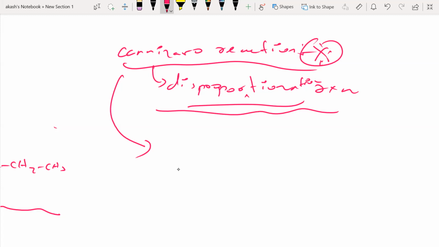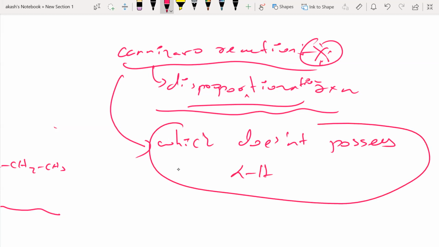What type of compounds can give Cannizzaro reactions? The compounds which do not possess alpha hydrogens. So compounds which do not have alpha hydrogen give Cannizzaro. The compounds which have alpha hydrogens will be given for aldol condensation. Compound having alpha hydrogen, aldol condensation. Compound not having alpha hydrogen, Cannizzaro reaction.